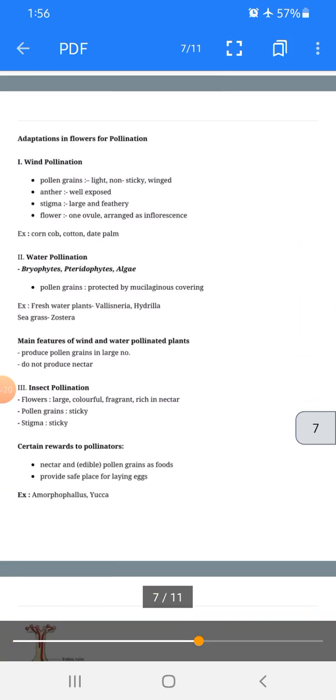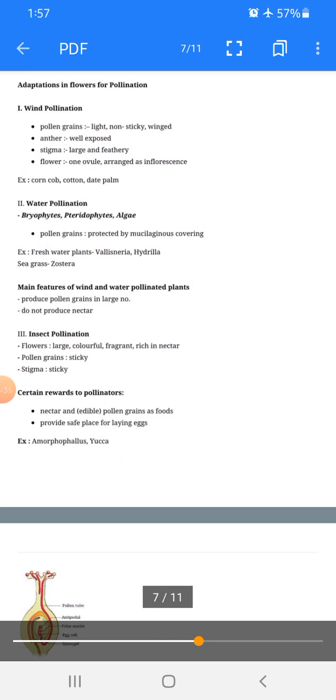Then wind pollination: the pollen grains must be light, non-sticky and winged. The anther is well exposed, the stigma is large and feathery, and the flower has one ovule, arranged as an inflorescence. And then water pollination: the pollen grain is protected by a mucilaginous covering. Examples of fresh water plants are Vallisneria and Hydrilla. The main features of wind and water pollinated plants are that they produce pollen grains in large numbers and do not produce nectar.